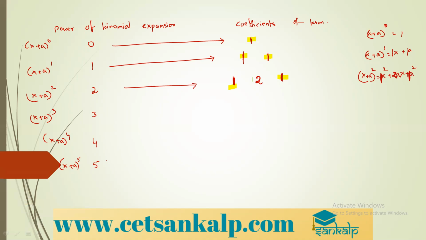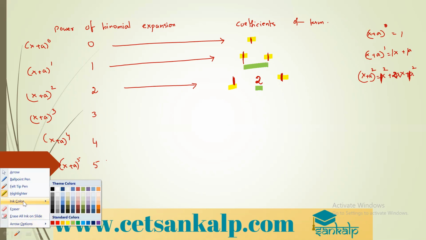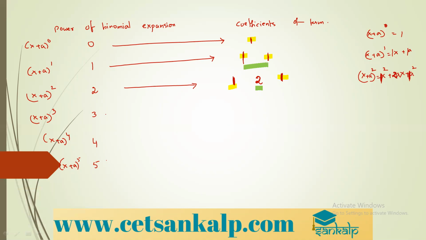Whereas in the middle, if you see, 1 plus 1 will give you 2. So the same process we can repeat for others also. So if I want to write coefficients of power 3, then at this end I will write 1, at this end I will write 1, 1 plus 2 is 3, 2 plus 1 is 3.